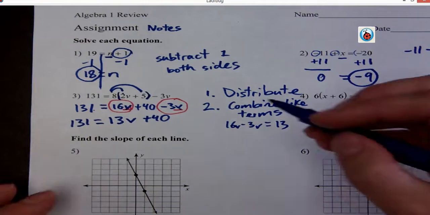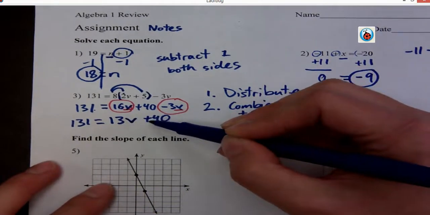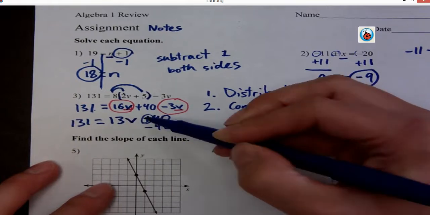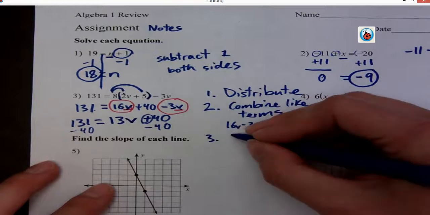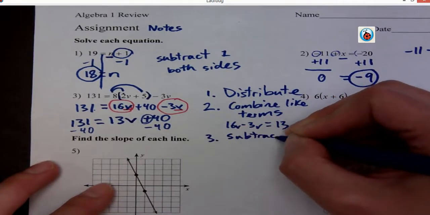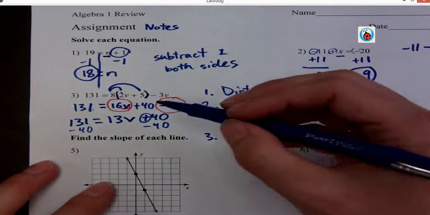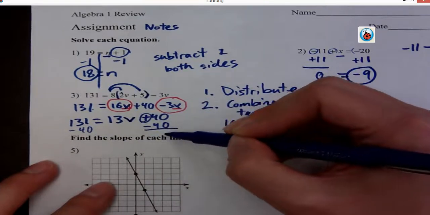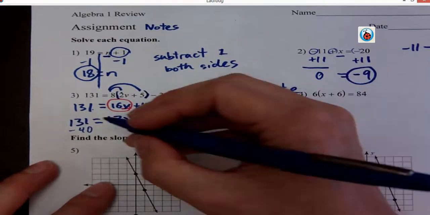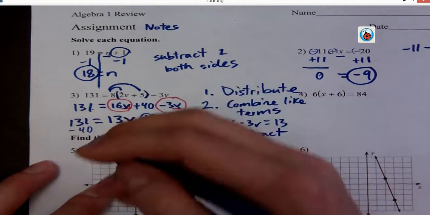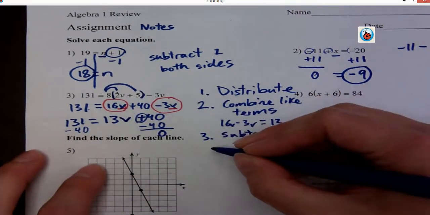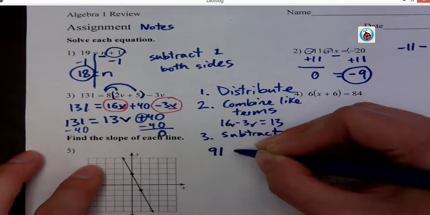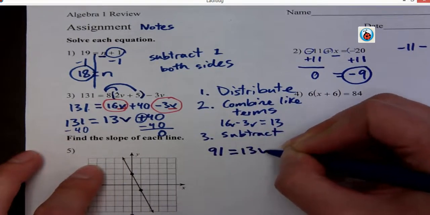Now we're trying to just figure out, hey, how do I get v by itself? Well, I need to move the plus 40 to the other side. And so I just do minus 40. This is the exact same thing we did up there. So our third step was subtract. And so that gave us, this cancels out to 0. 13v is still there. 131 minus 40 is 91. So now we have 91 equals 13v.